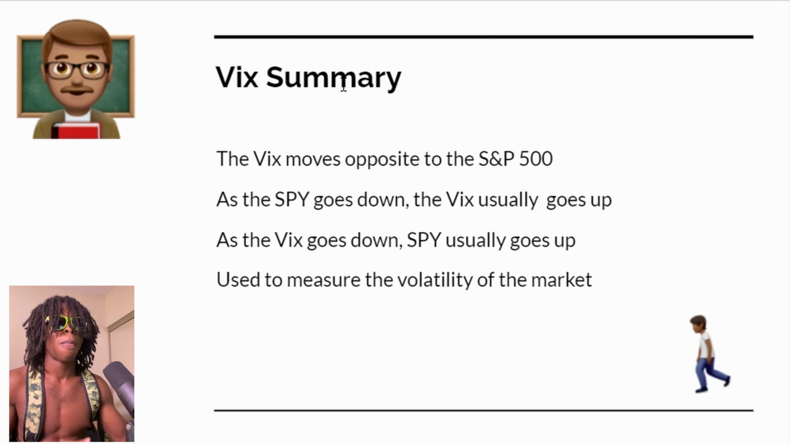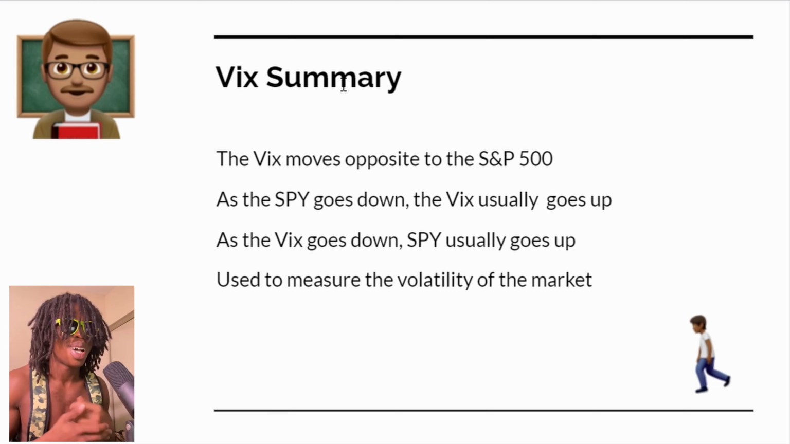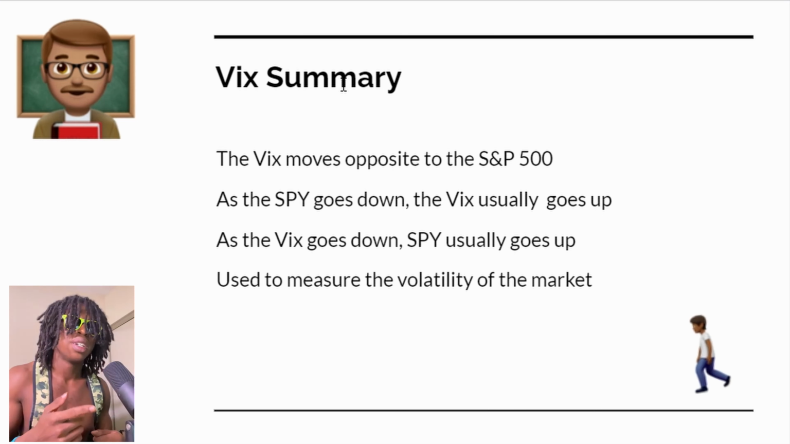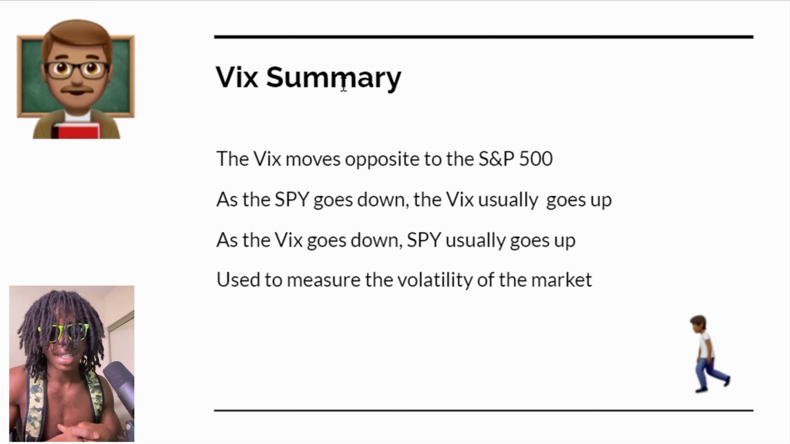Now I'm about to do a little summary so I can sum it up. Like I said, the VIX moves opposite to the S&P 500. As SPY goes down, the VIX usually goes up. As the VIX goes down, SPY usually goes up. It is used to measure the volatility of the markets.